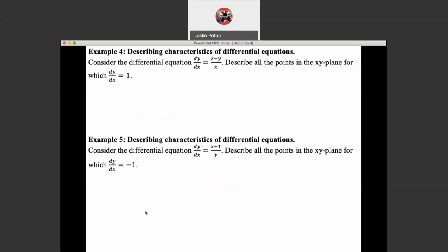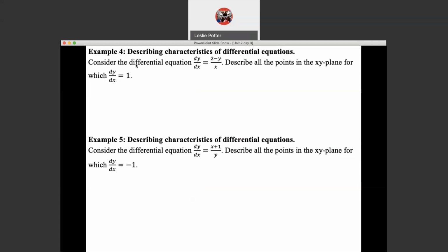Okay, so the other thing we can do then is, and we kind of did a question like this, right? Describe the points in the xy plane for which a certain characteristic exists. So in this situation, for example 4, we have this differential equation, (2 - y)/x, and we want to describe all the points in the xy plane for which dy/dx equals 1. But notice we don't have a slope field in this case, right? In the previous class, I think we had the logistic equation, and we were looking for positive slope, but we had a slope field to look at. This we don't.